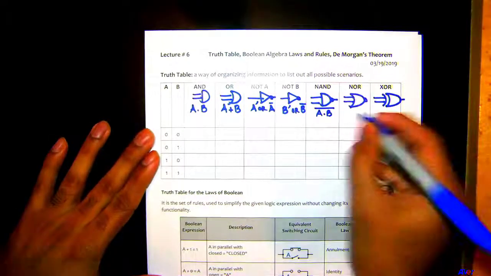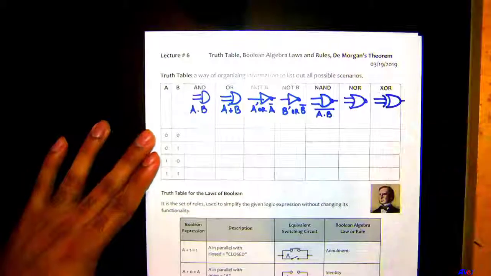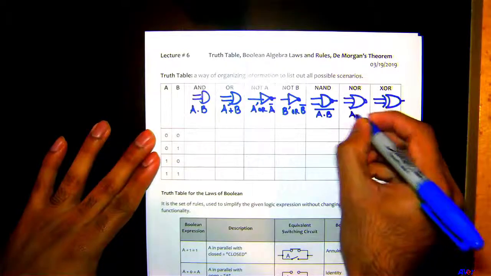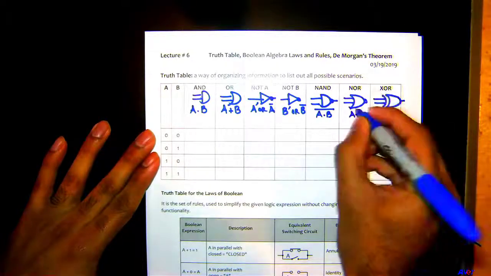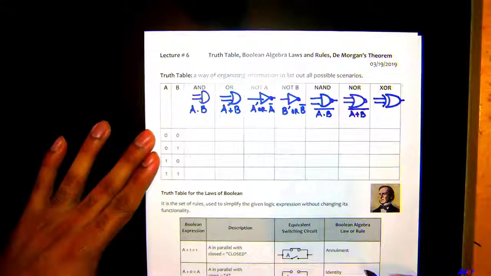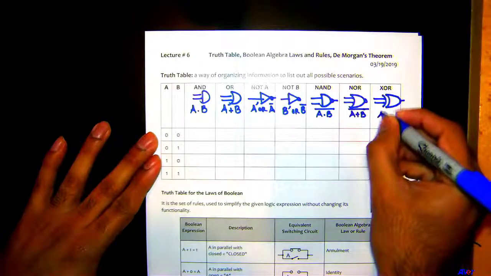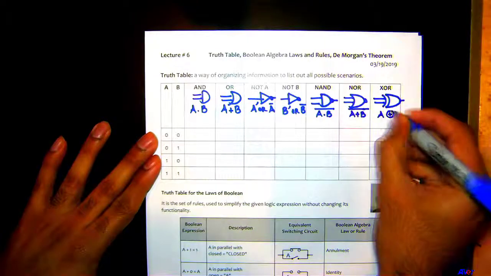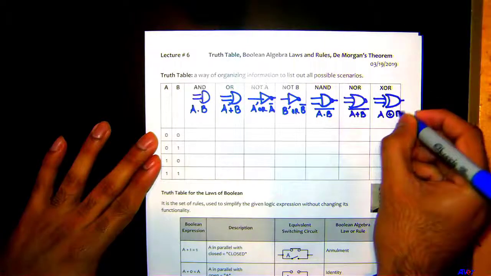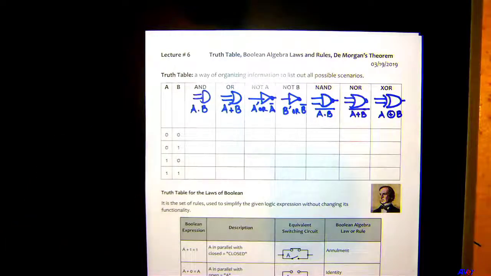Okay, all right. So NOR is an opposite of OR. So OR is A plus B. And then because it's an opposite of OR, so I'll put a bar on the whole thing. Okay. And exclusive OR is written as A, and then you have this plus sign enclosed in a circle, B. So this represents A exclusive ORing with B.